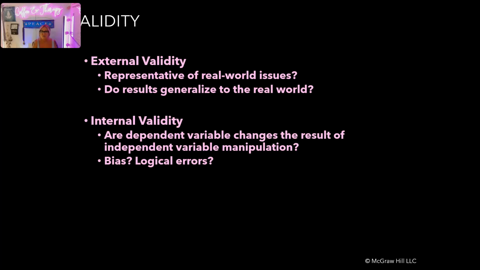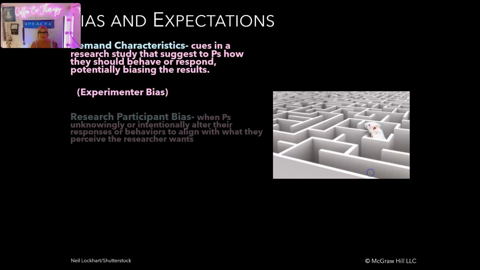It's not valid. So we've got what's called internal and external validity. So external validity, representative of real world issues. Do results generalize to the real world? That's how we're going to test for external validity. And then you have internal validity. So think of external, X on the outside, exterior. Internal validity is like within. So our dependent variable changes the result of independent variable manipulation. Are there biases maybe? Logical errors? These are things we have to look at.